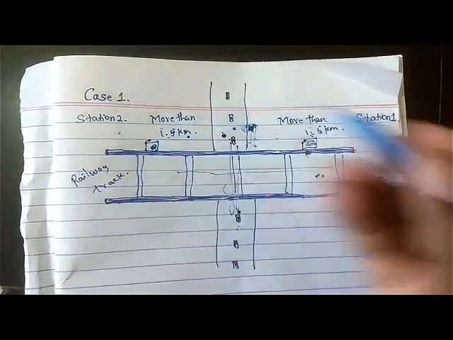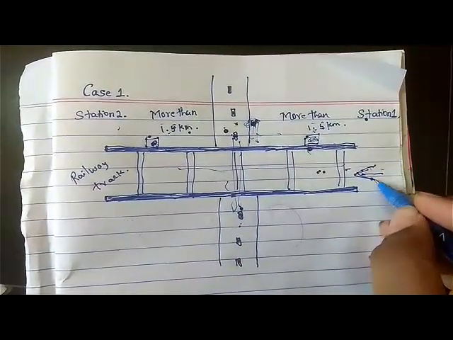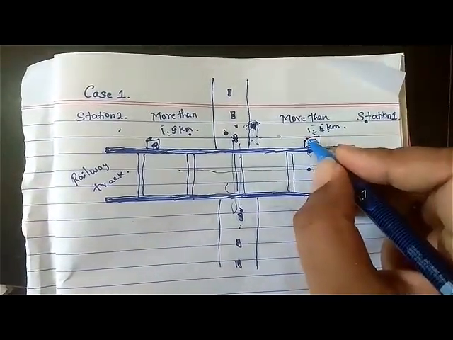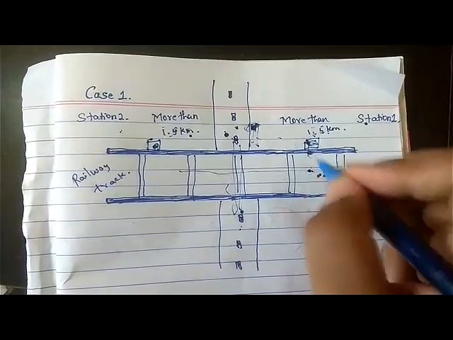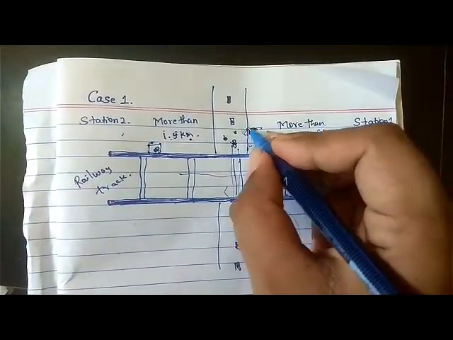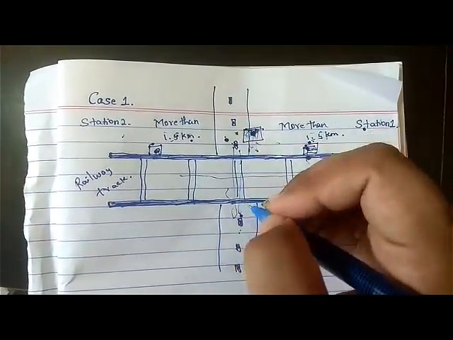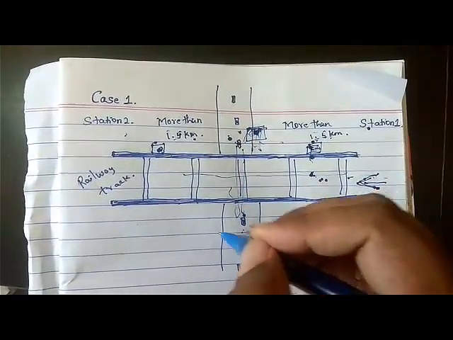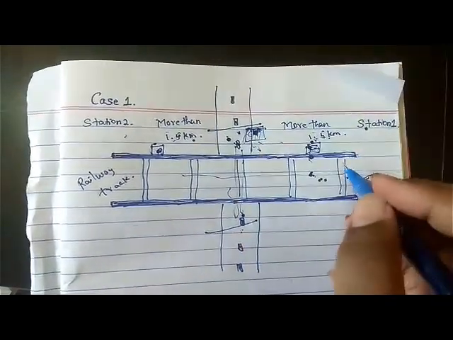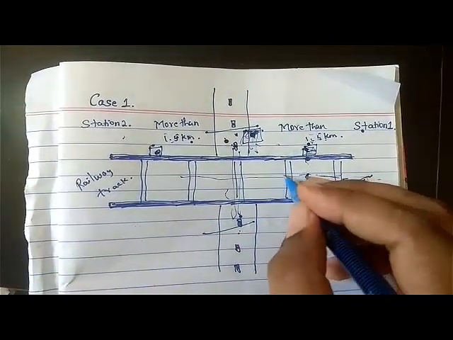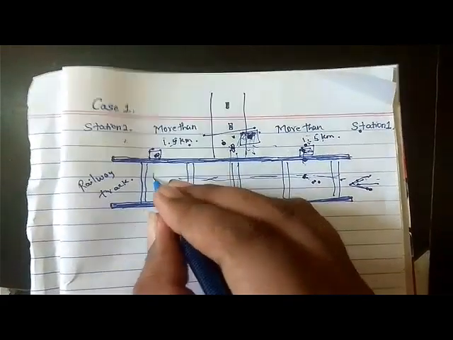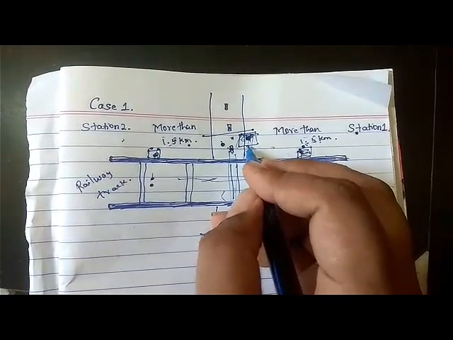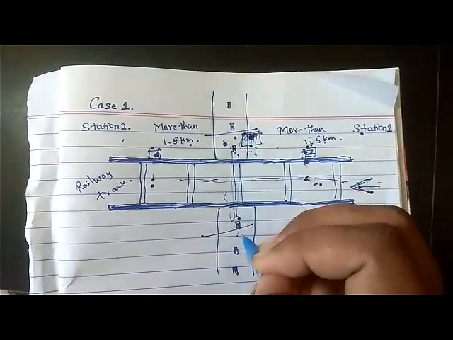Whenever the train leaves the station and reaches the particular point where the sensor is placed, the train will be detected by the sensor and a red signal will be displayed at the level crossing. When the red signal is displayed, the traffic will be stopped, and the train will be moving. When it reaches over here, the sensor will detect the train and the green signal will be displayed. At that time the traffic will be cleared. This is case 1.